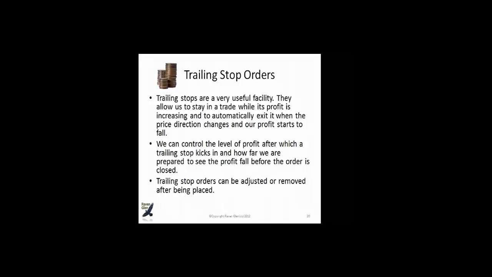Another useful system tool for ensuring that trades are closed down for a profit is by the use of trailing stop orders, and trailing stops are extremely useful. If you're in a trade which is in profit and it's increasing, but you want to automatically exit it if the price direction changes and our profit starts to fall, then installing a trailing stop can be extremely useful.